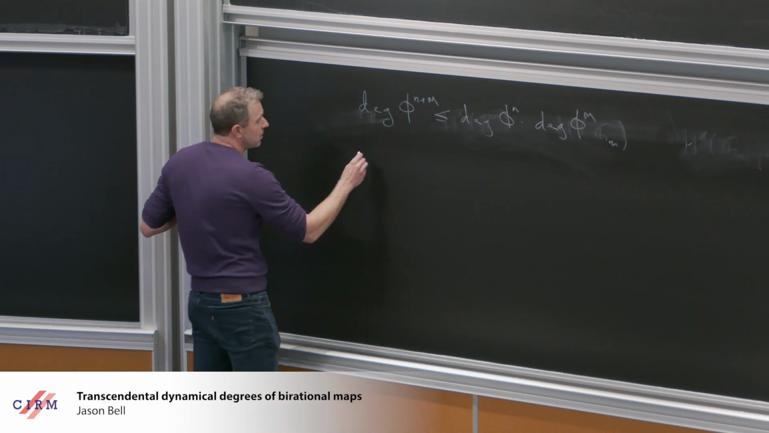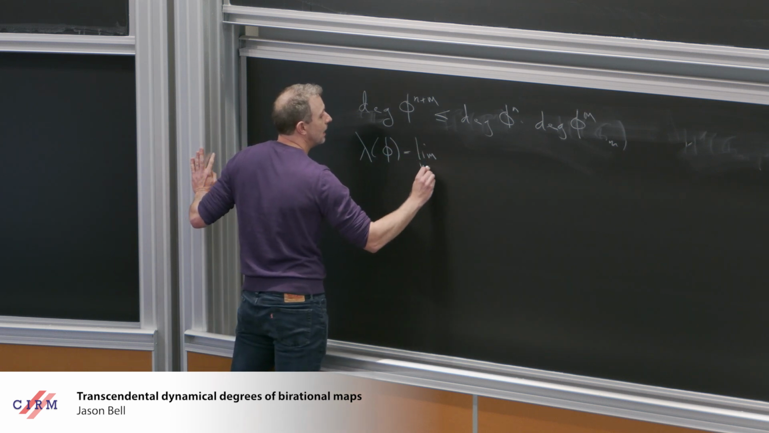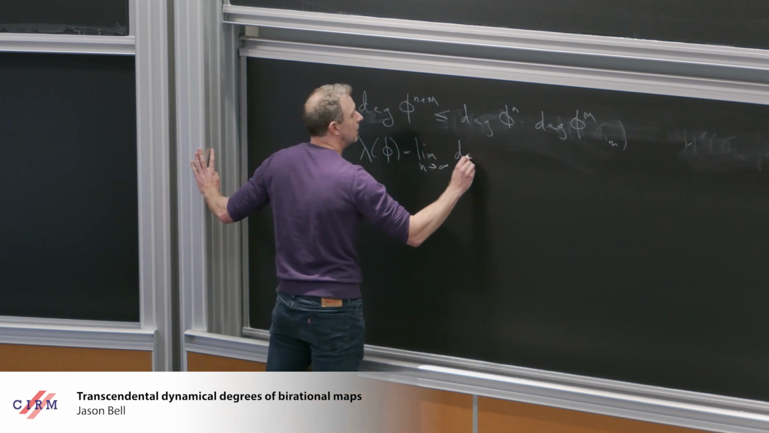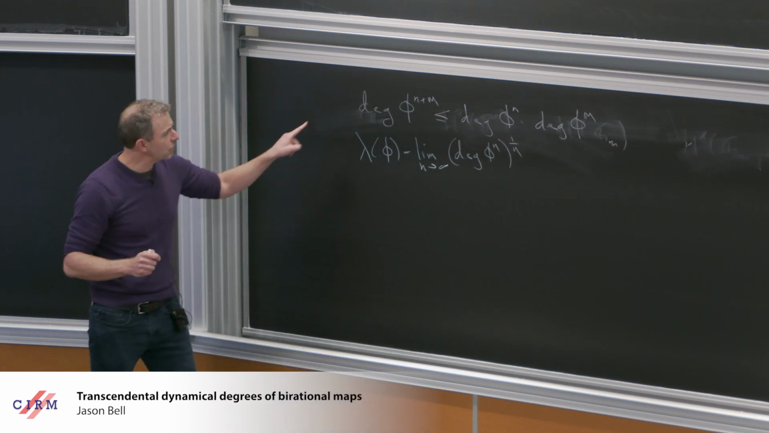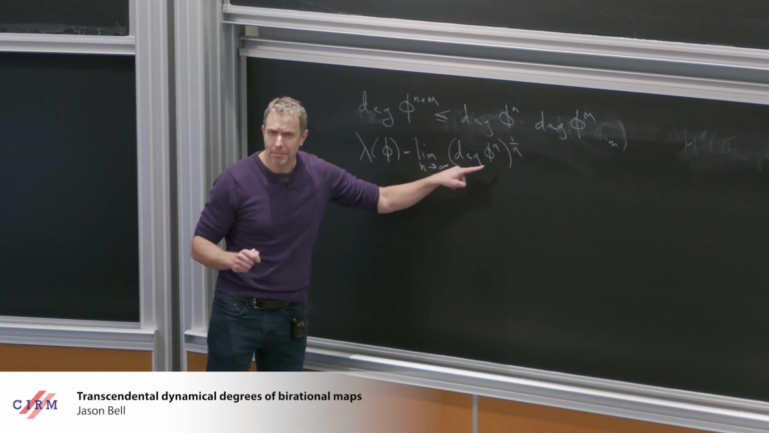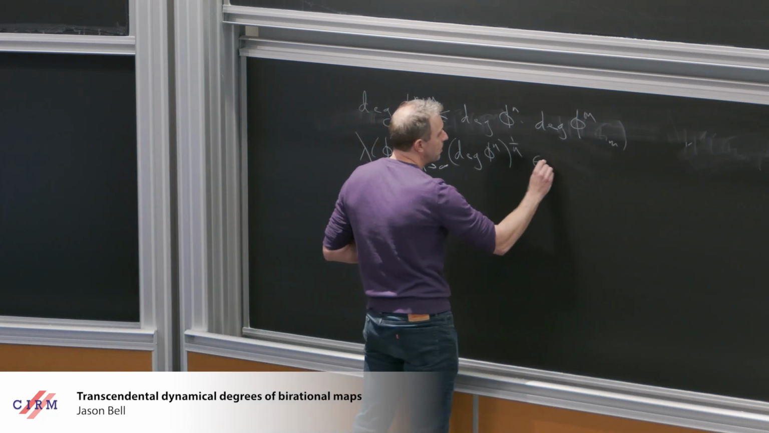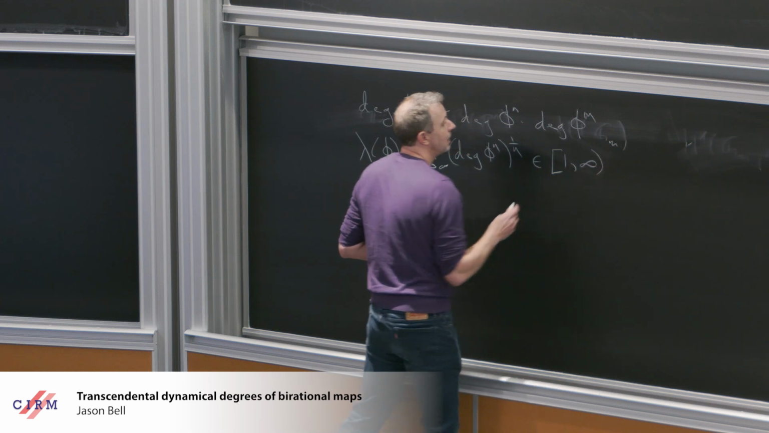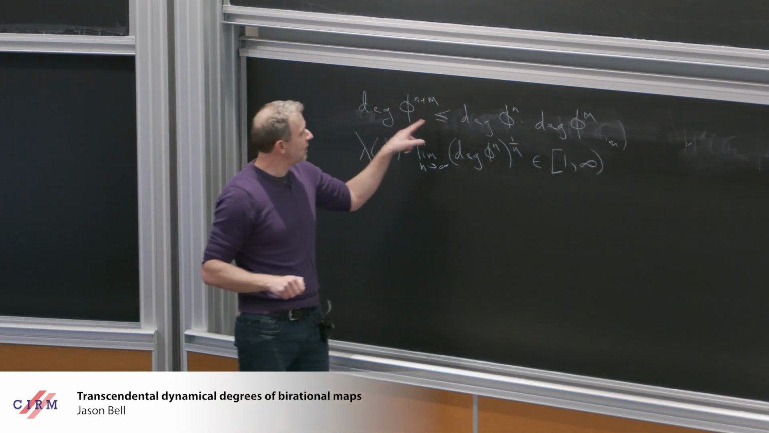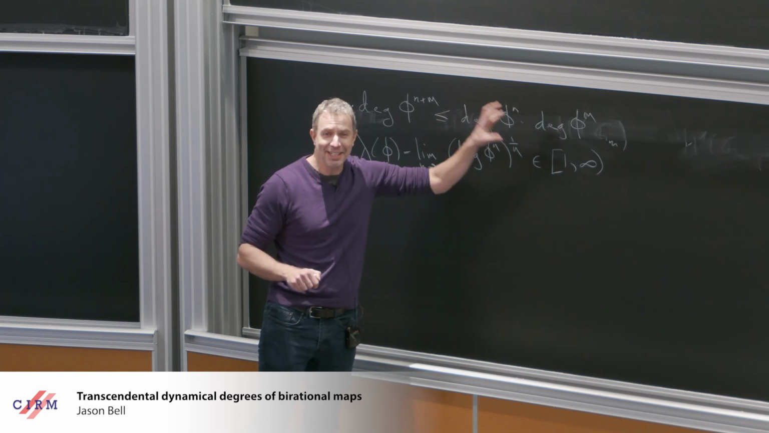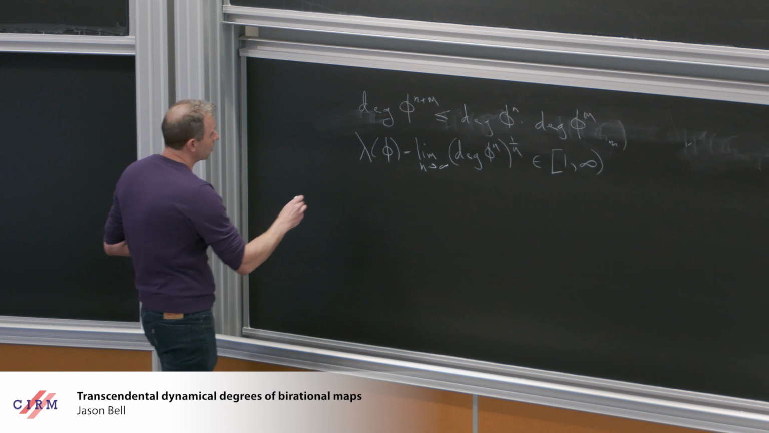And what that means is that we can associate a quantity, this limit, and submultiplicativity will give me that this limit exists. And this is some number. Because the degree is always bigger than or equal to 1, it has to lie in [1, infinity). And because the degree of phi to the n is at most the degree of phi to the n, it's going to be a finite number. So that's called the first dynamical degree.